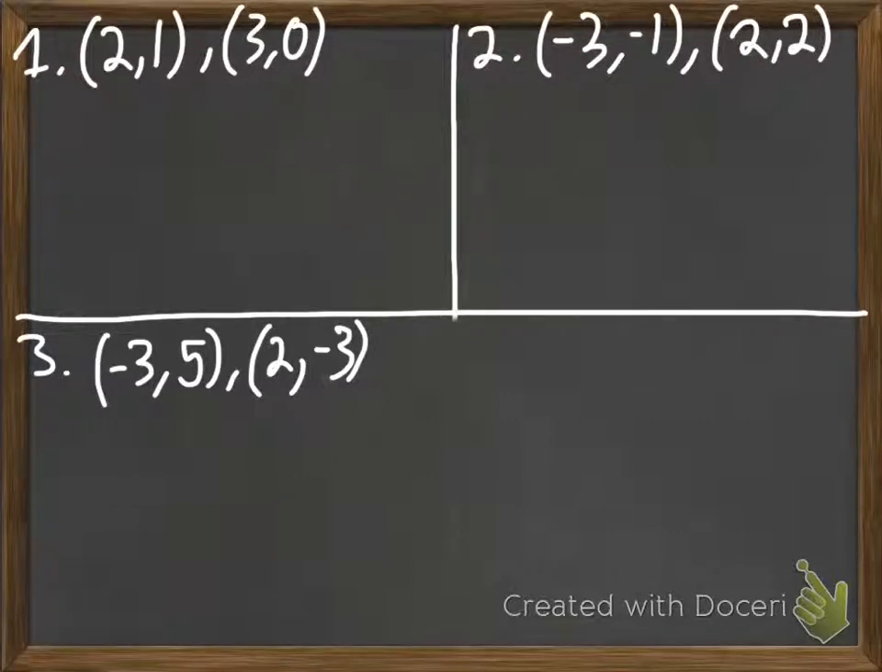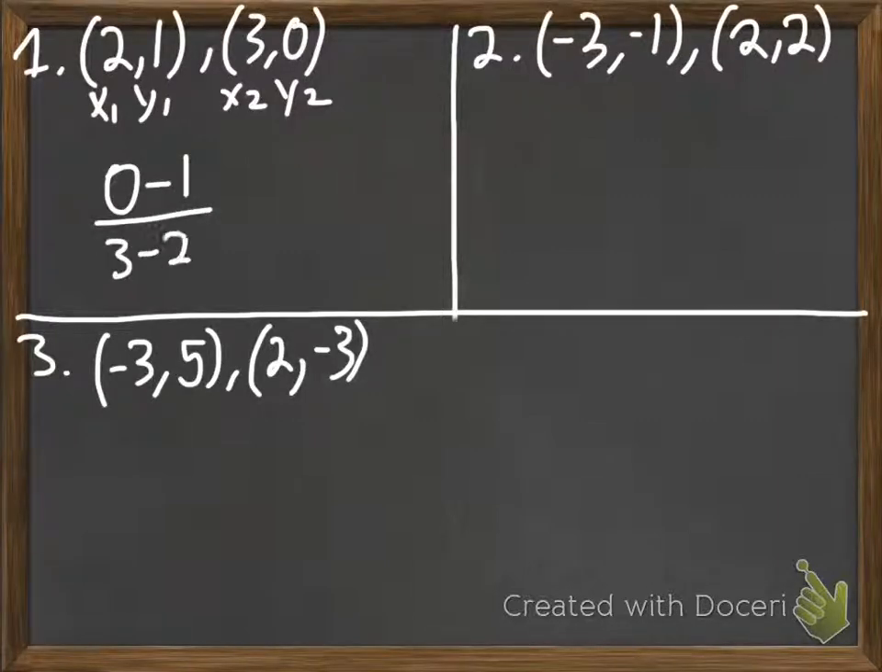Okay. Again, I'm going to label. So it's going to be 0 minus 1 over 3 minus 2. And it looks like we get negative 1 over 1. So it looks like we're going to rise 1 down, and we're going to run 1 to the right.